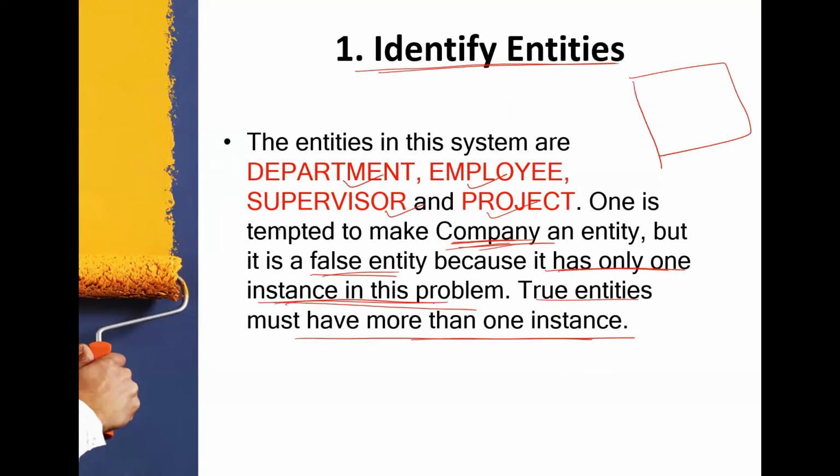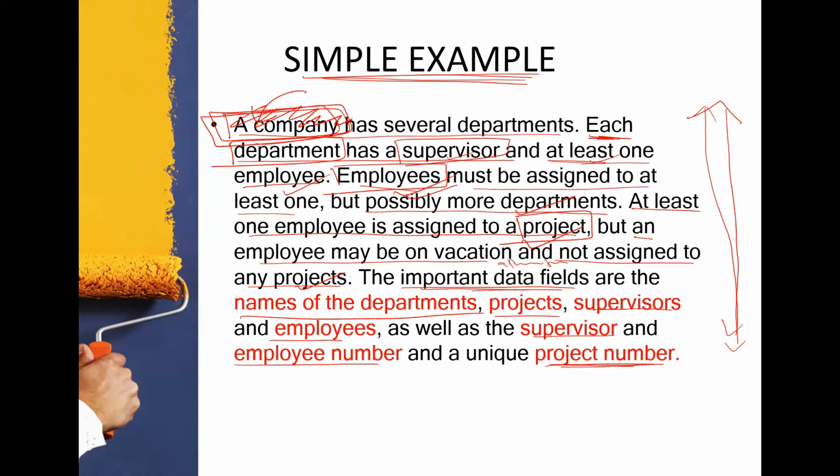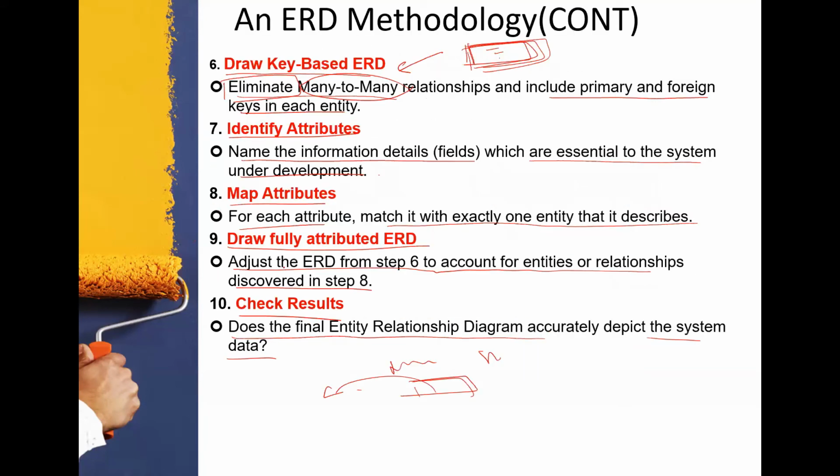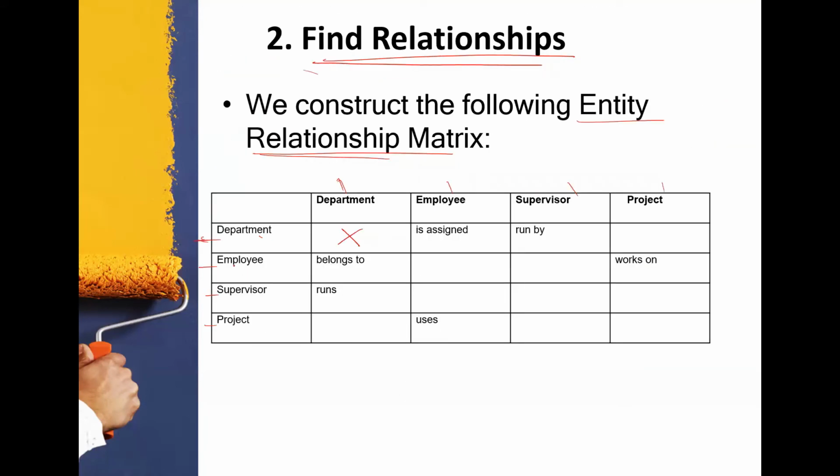So, department dengan employee. Kalau kita baca, dia akan assign employee. Employee must be assigned at least one, okay, more department. Okay. So, dia akan jadi, okay, employee, department is assigned employee. Maksudnya. So, department run by supervisor. Ada tadi, nanti you check. So, department ada kaitan tak dengan projek? Tak ada. So, biarkan kosong.